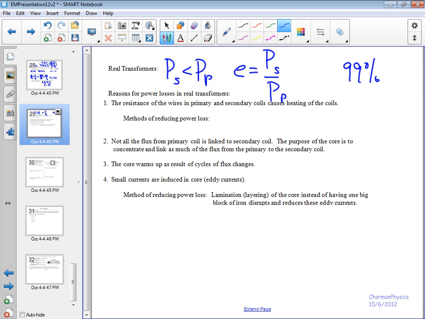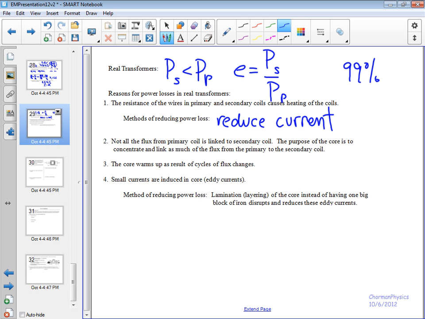Here are the reasons for losses in real transformers, okay? Obviously there's heat loss due to the resistance of the wires. The main method for reducing power loss here is to reduce the current that you are using in your transformer. Also, not all of the magnetic flux makes it into the secondary coil. It's not linked completely.